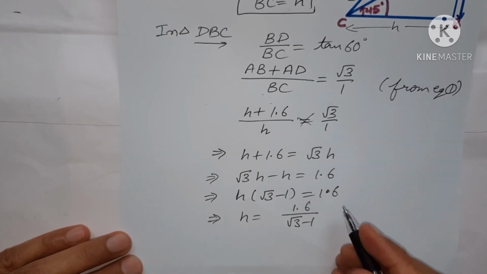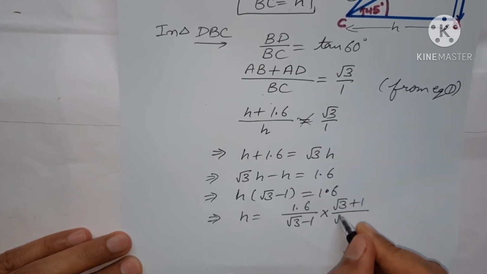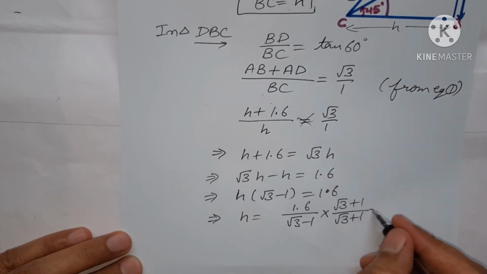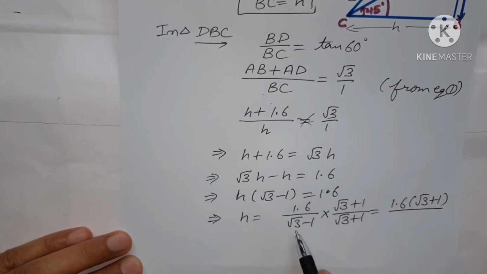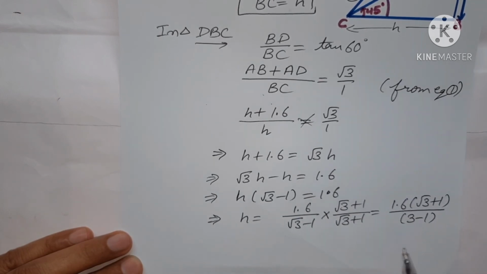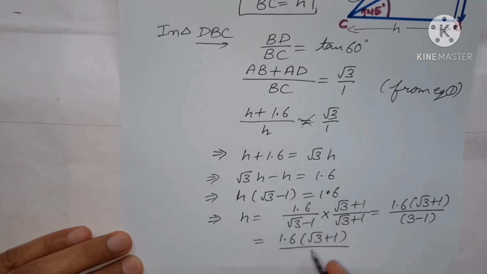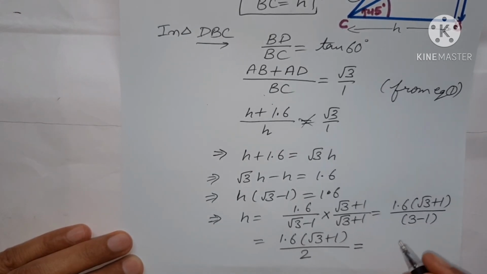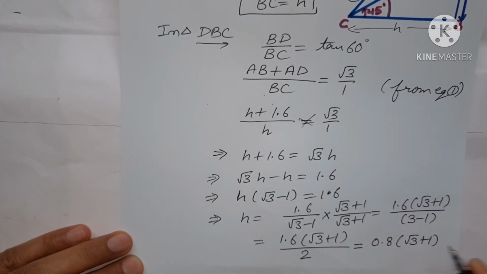Because root number is in the denominator, so we will rationalize it. It will be root 3 plus 1 upon root 3 plus 1. So it will be 1.6 into root 3 plus 1 upon, this identity is a minus b into a plus b, so it will be a square minus b square. So a square minus b square is 3 minus 1. So finally we got 1.6 into root 3 plus 1 upon 3 minus 1, which is 2. So we can simplify it. It will be 0.8 into root 3 plus 1 meter.